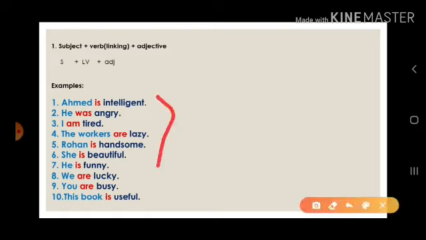These all sentences are subject plus linking verb plus adjective. Here you can see I use noun and I use proper noun and I use also pronoun.